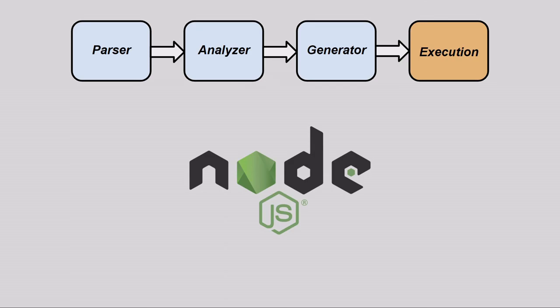Finally, the transpiler will invoke Node.js, a server-side JavaScript runtime, to execute the output JS file and report the result. That's it for the demo.